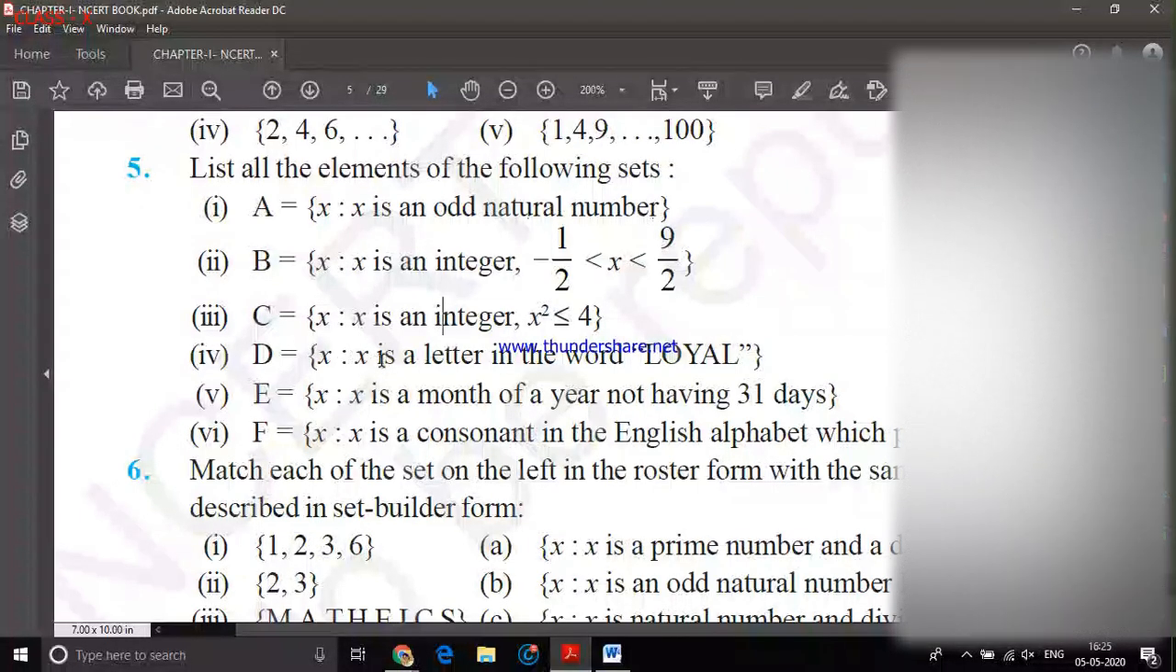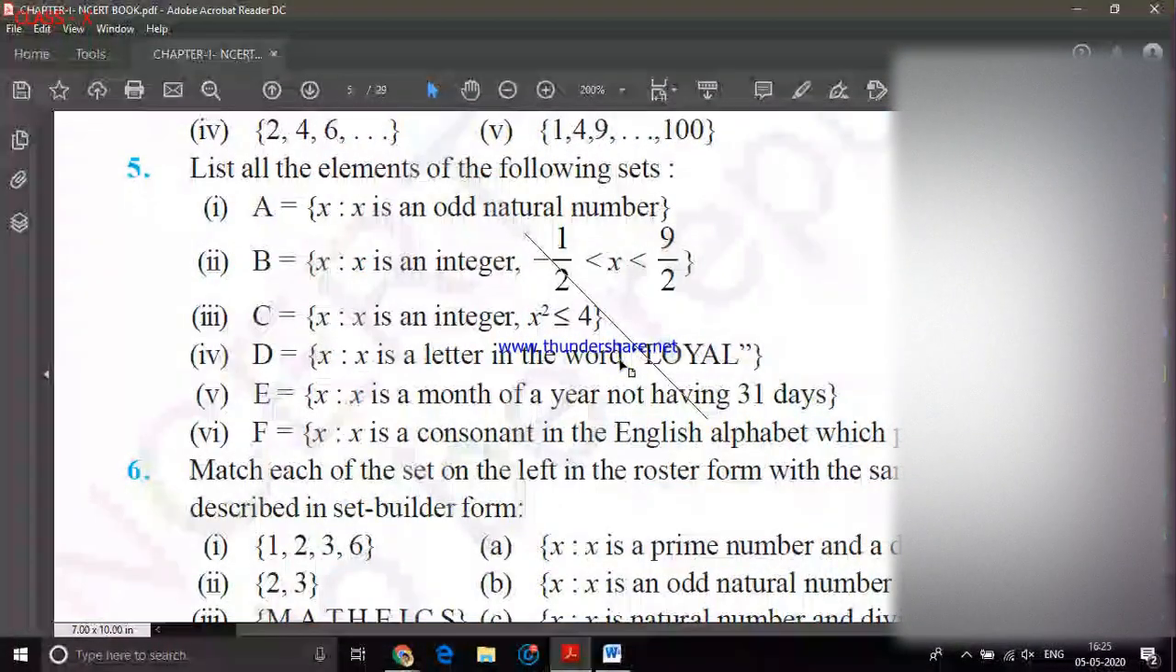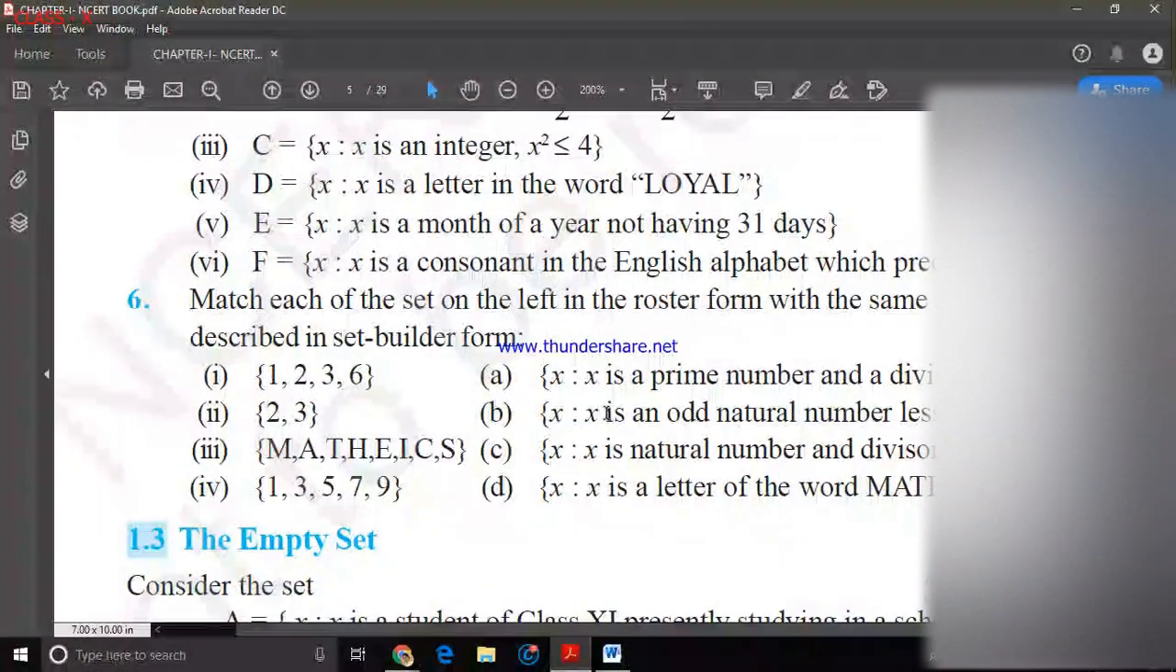Okay. Next, x is a letter in the word loyal. L, O, Y, A. That's it. Next, x such that x is a month of the year not having 31 days. I think we can list out the months which do not have 31 days.